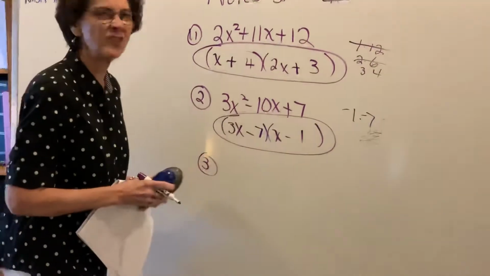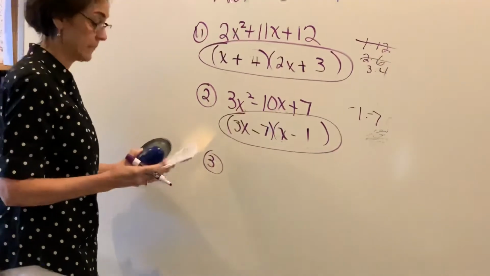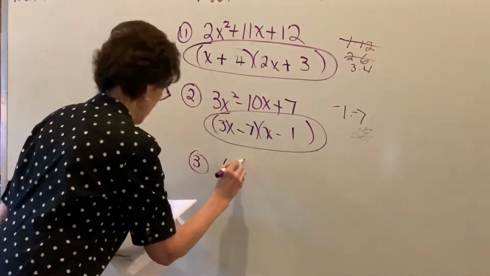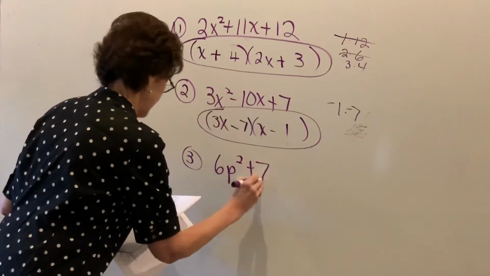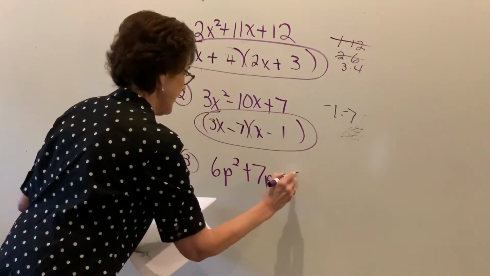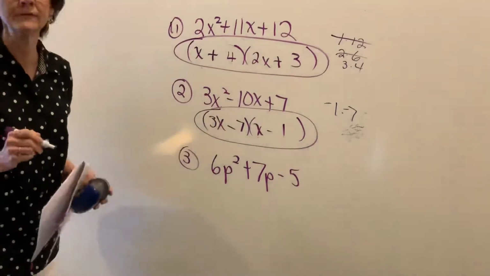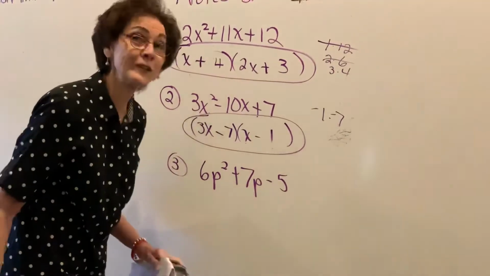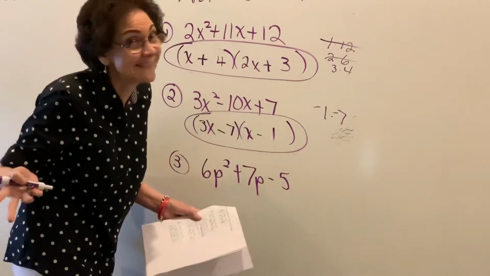Think of it like a puzzle, like a game. Have fun with it. All right, next one. 6p squared plus 7p minus 5. Okay, here we go. Is there anything that goes into all three of those numbers other than 1?